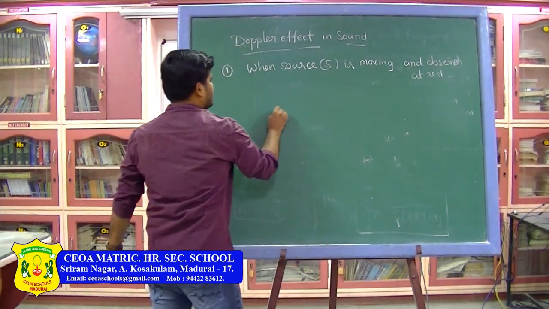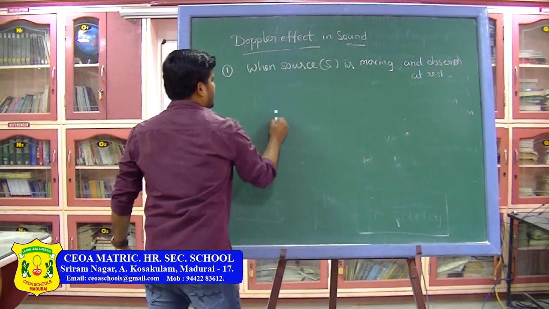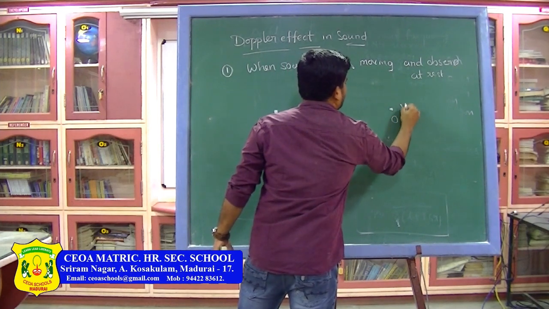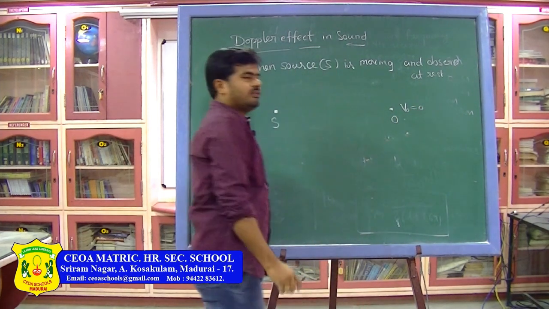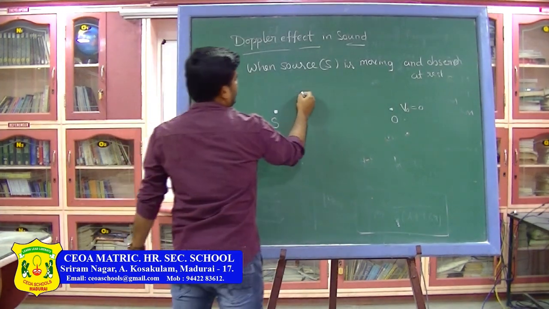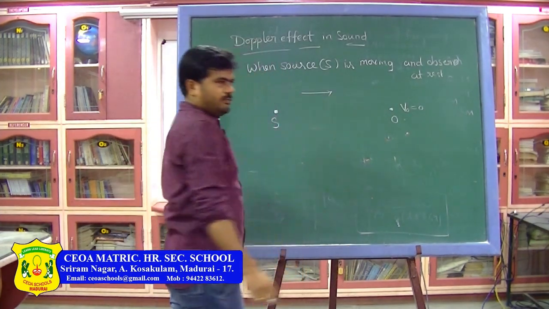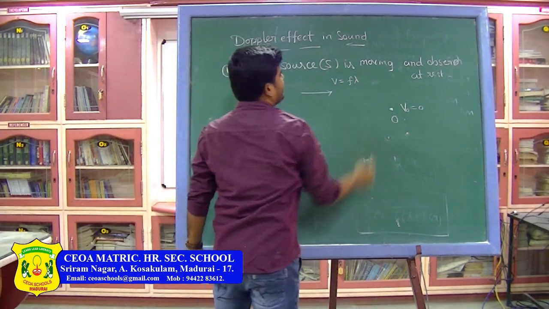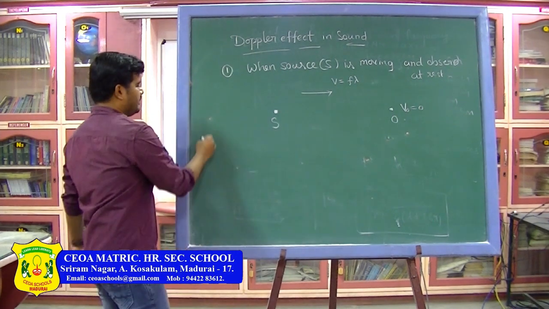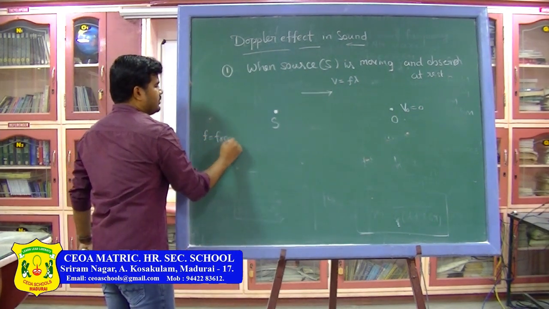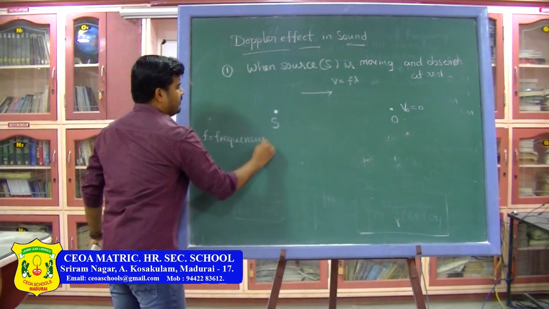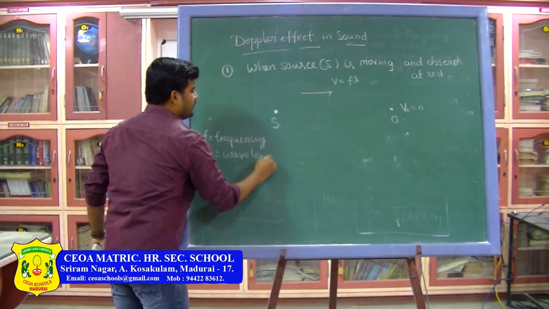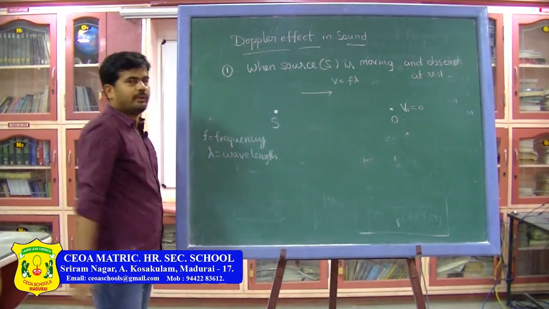So, this is the source which is producing sound, and S is the source, and the observer is somewhere here. The observer's speed is 0 because the observer is at rest, and let the sound be traveling in this direction. So, V is the speed of sound, which is given by f lambda, where f is the frequency and lambda is the wavelength of sound. Remember, these are the actual frequency and actual wavelength of the sound waves produced by the source.